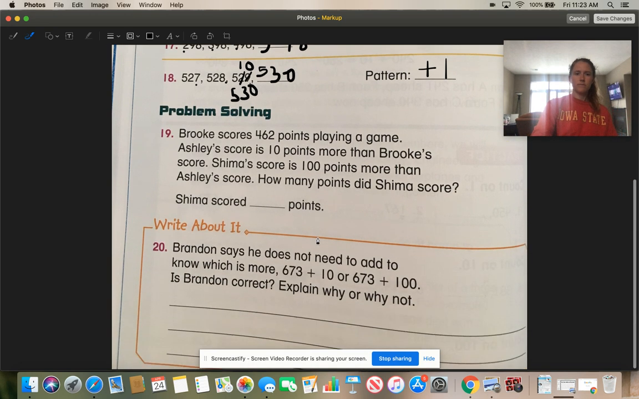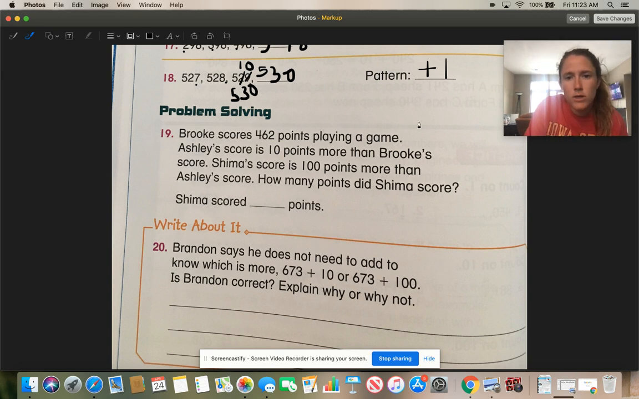Okay. Now we have problem solving, my favorite part. Brooke scores 462 points playing a game. Ashley's score is 10 points more than Brooke's score. Shima's score is 100 points more than Ashley's score. How many points did Shima score? So Brooke's score is 462. So we know that's Brooke. B for Brooke. So you might want to write this on your paper to follow along. Ashley scores 10 points more than Brooke. So let's do A for Ashley.